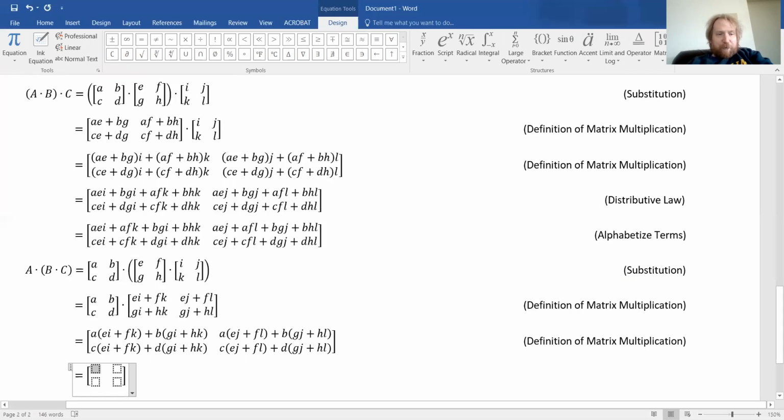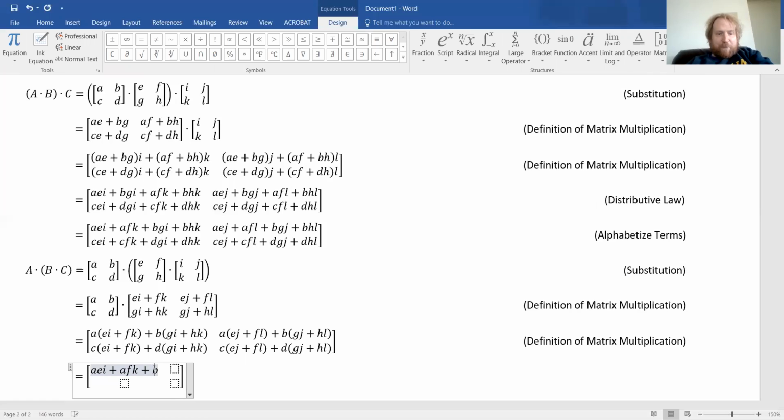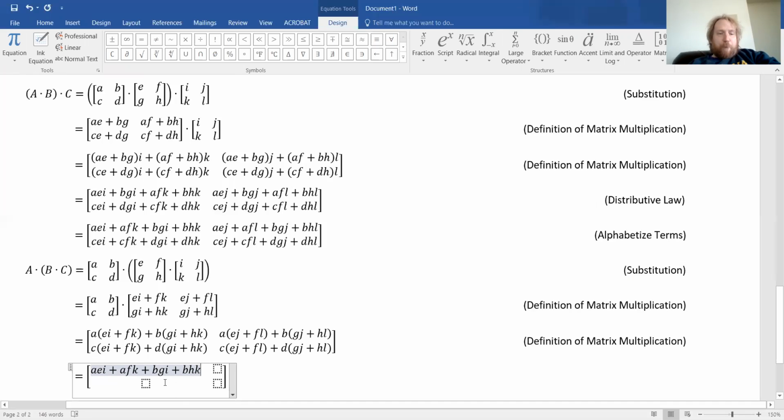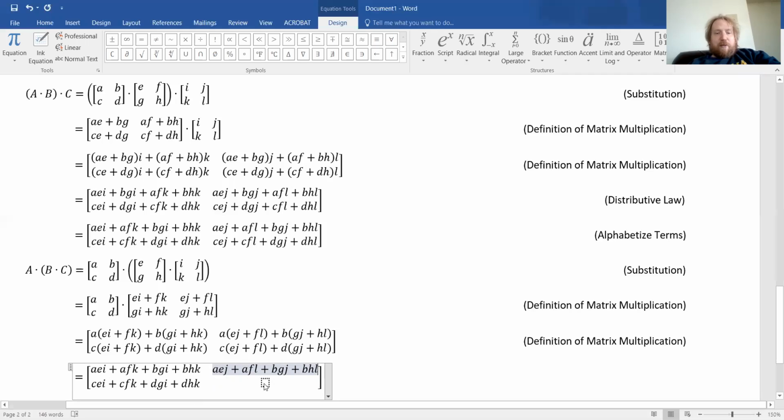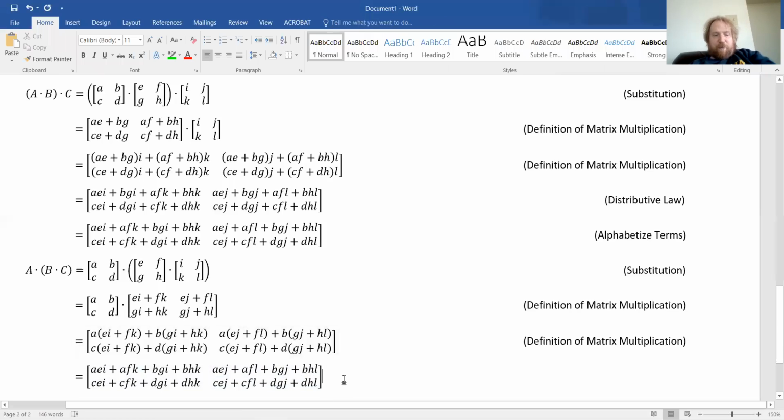So in the top left entry, AEI plus AFK plus BGI plus BHK. In the bottom left entry, CEI plus CFK plus DGI plus DHK. In the top right entry, AEJ plus AFL plus BGJ plus BHL. In the bottom right entry, CEJ plus CFL plus DGJ plus DHL, by the distributive law.